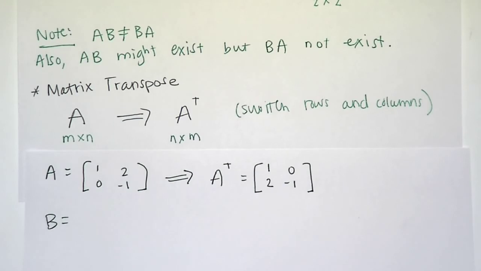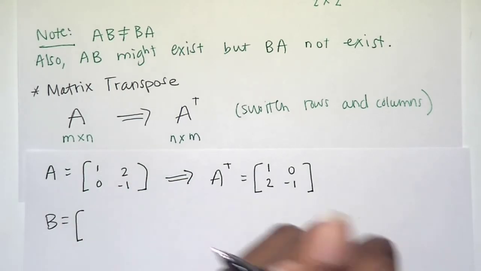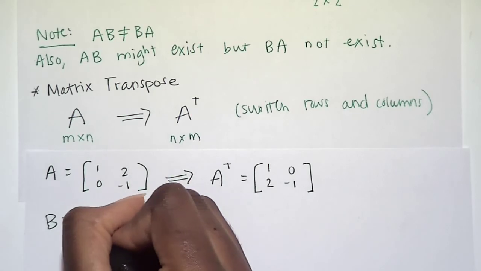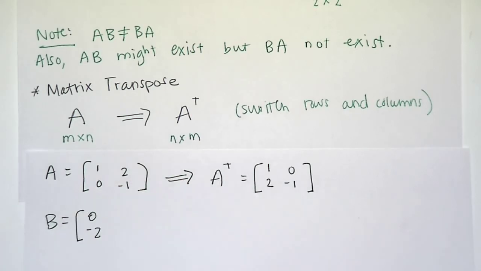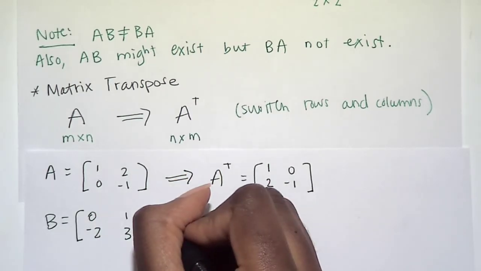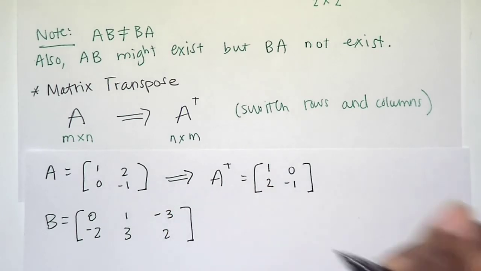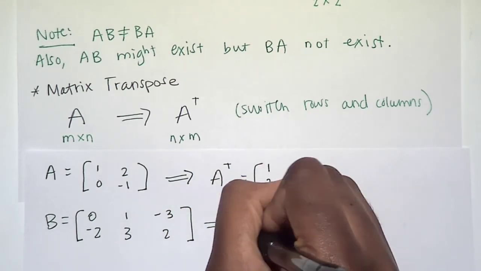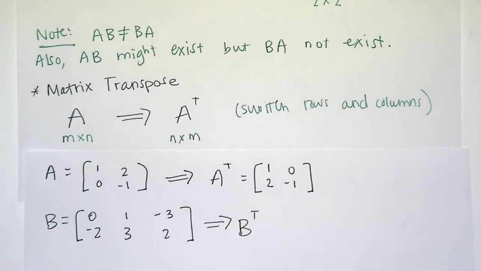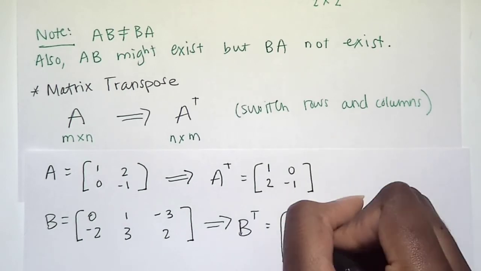All right, another example, let's look at matrix B. Down the columns, I got 0, negative 2, 1, 3, negative 3, 2. All right, and then I want B transpose, so instead of this being the first row, it's going to be the first column.